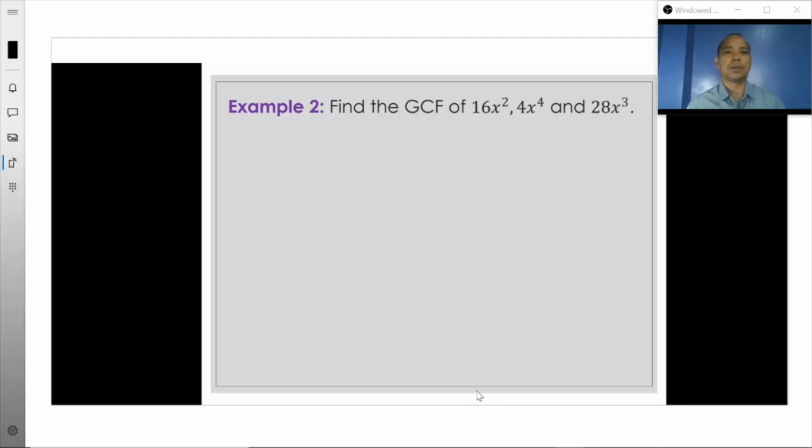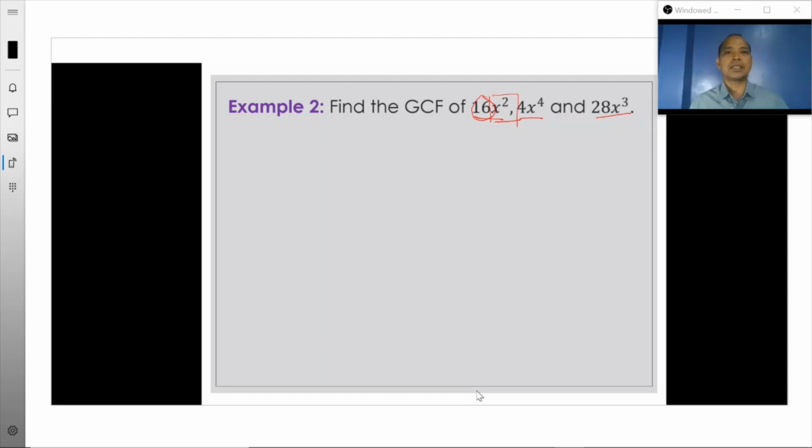Example number 2. Find the GCF of 16x squared, 4x to the fourth, and 28x cubed. Compared to example number 1, this time we're going to get the GCF involving three expressions: 1, 2, 3. And also this time, our expressions are composed of a number like 16, which we call a numerical coefficient, together with the variable.